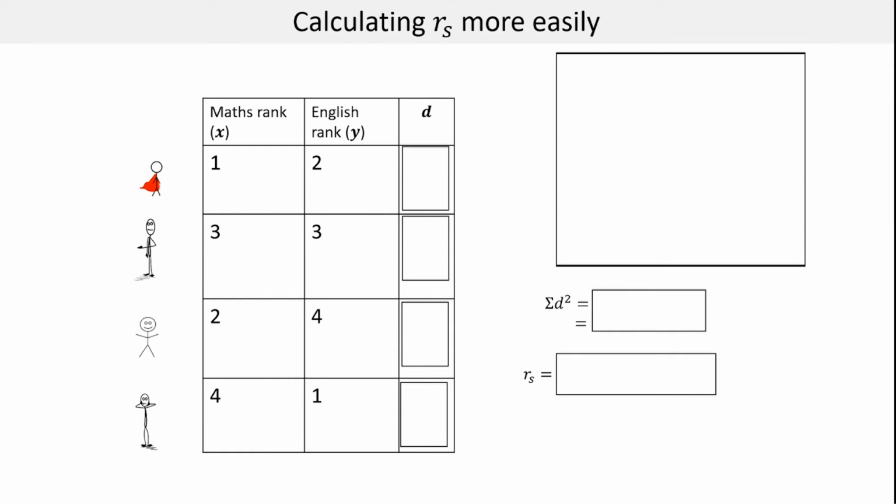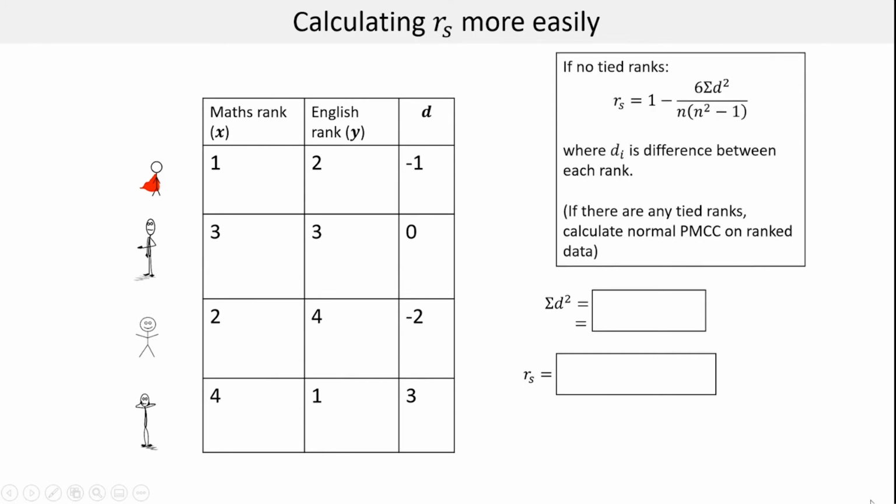For each of the pairs of ranks, we're going to need to find the difference between them. So if we list them out next to each other, we just need to calculate the difference between each of these ranks: -1, 0, -2, and +3. With these differences, we're going to square them to eliminate negatives, and then sum them together. Here's the formula that we're going to use.